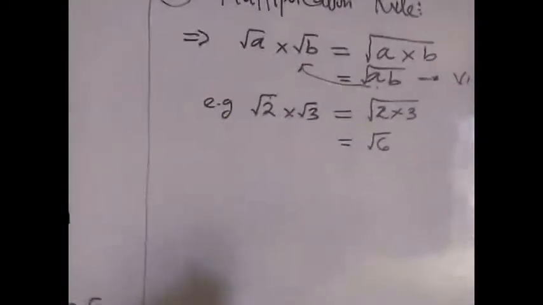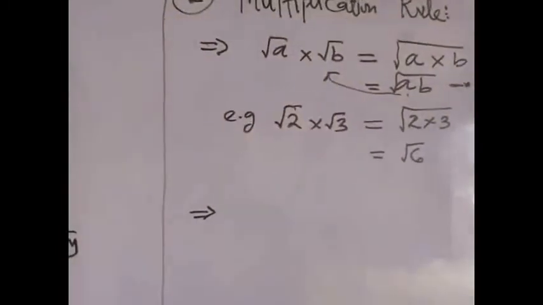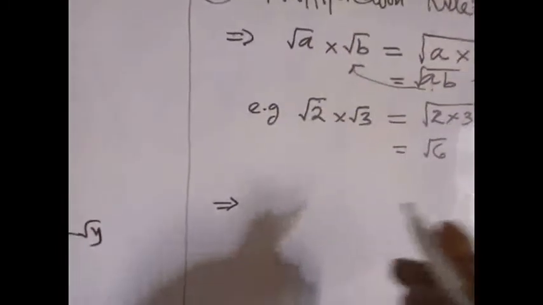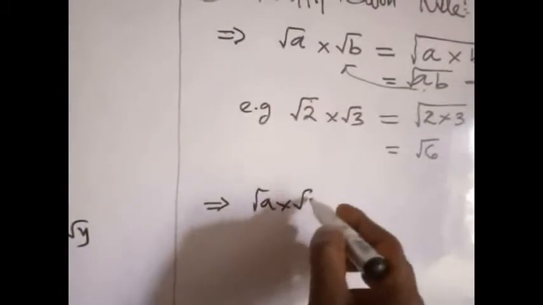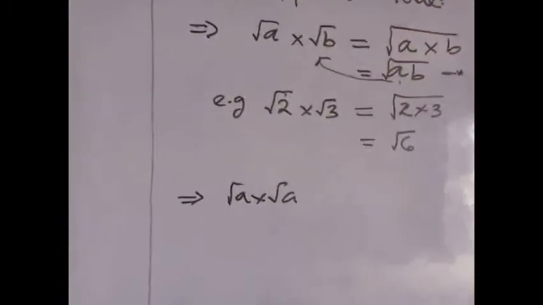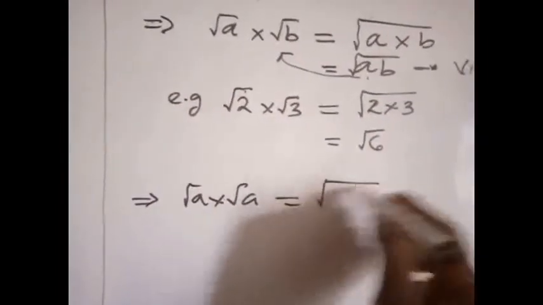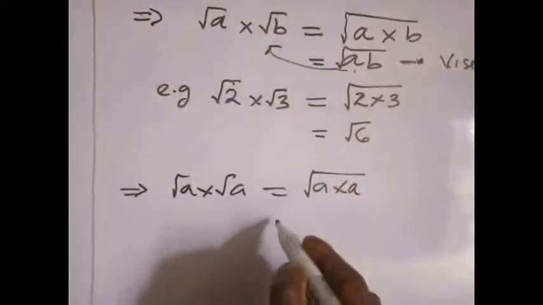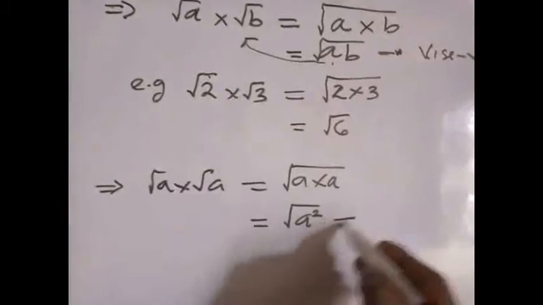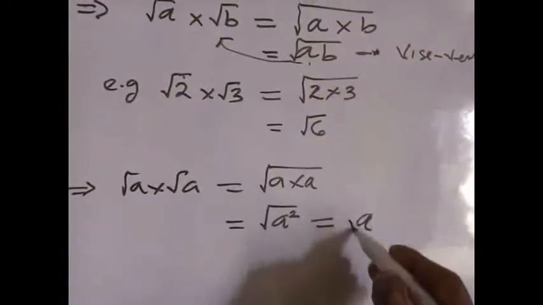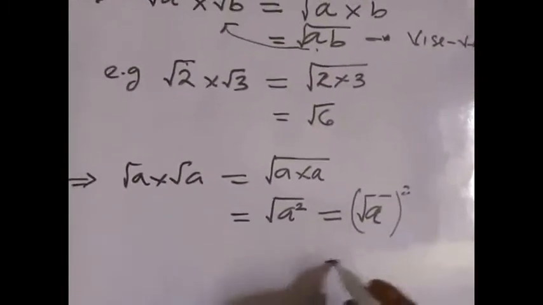So let's look at another one. This was under different numbers or different elements. Let's look at it under the same or similar element or number. When we have root A multiplied by root A, you can see they are similar numbers. Following the first step, this will give us root A multiplied by A. So we are going to have square root of A raised to the power 2, which can also be written as root A, everything raised to the power 2. From our indices, this removes the root. So we are going to have A.